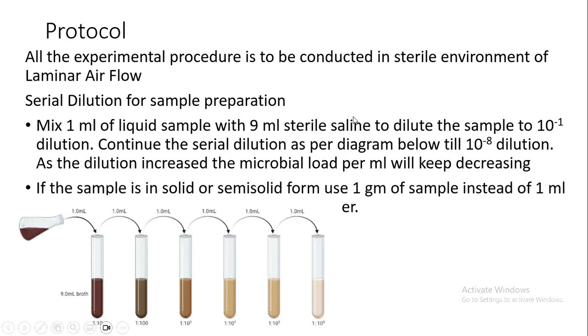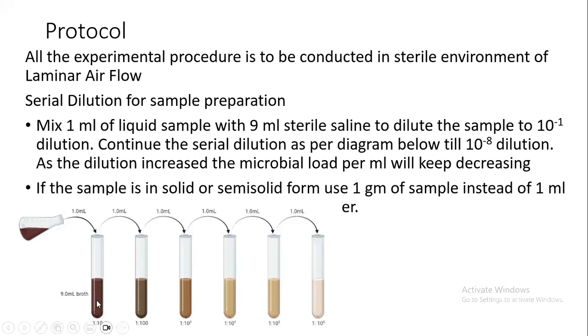Coming to the protocol for serial dilution of the sample, you need different tubes that will be labeled either 1 to 10, 1 to 100, 1 to 10 to the power 3, and so on dilutions, or you can also represent the first tube as 10 to the power minus 1, 10 to the power minus 2 for the second tube, and so on. Then you need to transfer 1 ml of sample to the first tube, and here your dilution is going to be 1 to 10, or the dilution factor will be 10 to the power minus 1.